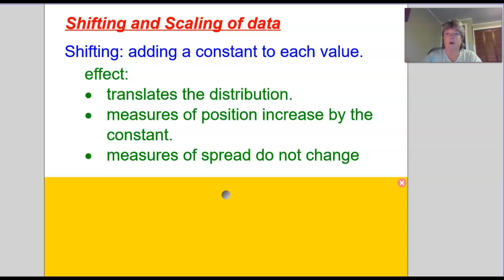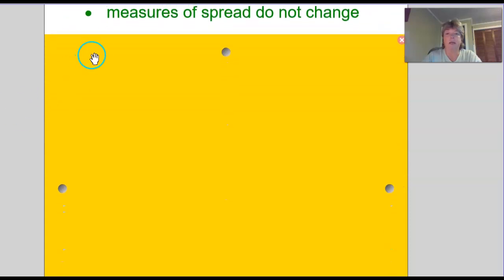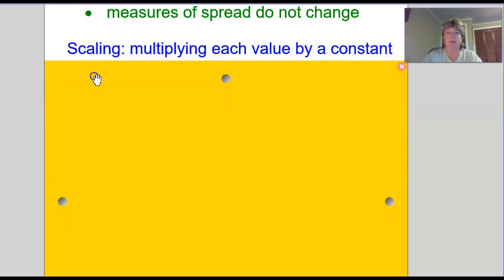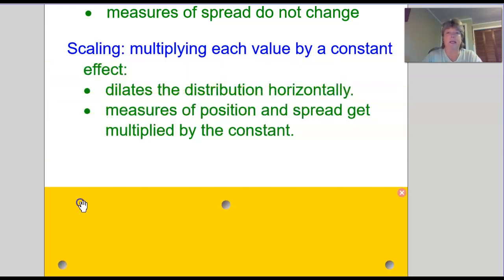And then for scaling, now we're multiplying each value by a constant. And the effect that this is going to have is it dilates the distribution horizontally. So as we saw again in that demo, as I multiplied by something bigger than 1, the distribution got more and more spread out. And in this case, the measures of position are going to change, and they're going to get multiplied by that same constant.